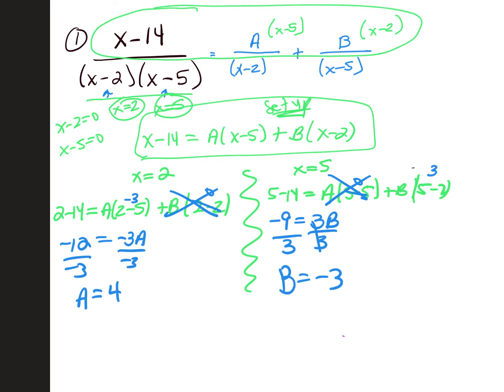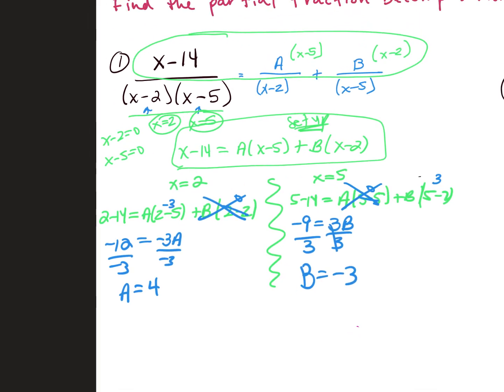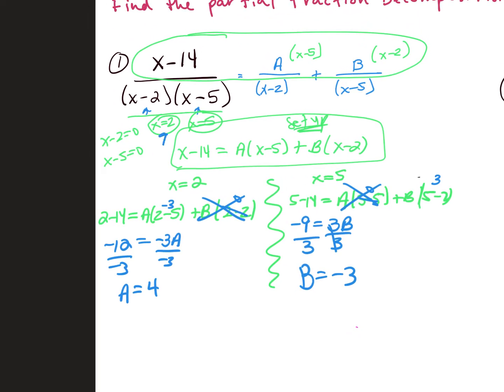So what you should notice here is once you find the values that you're going to plug in for x, every time you do that, all of the other terms except for one should cancel out. And what you have done is you've solved for the variables that go in the numerator of your partial fraction decomposition.